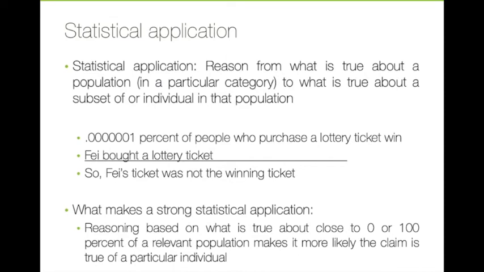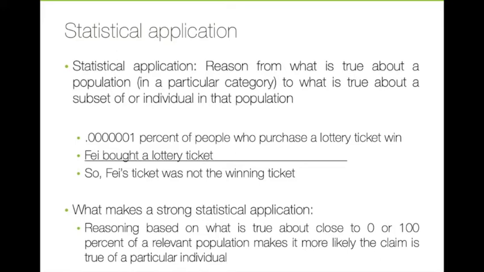Statistical applications reason from what we know about distributions in a population as a whole to what's true about some subset or individual in that population. This means that often statistical applications depend on previous statistical generalizations. So the generalization goes from sample to the whole population, and statistical application goes from whole population to an individual or subset. For example, this is a statistical application about people who purchase lottery tickets.